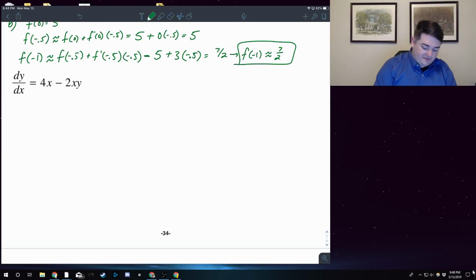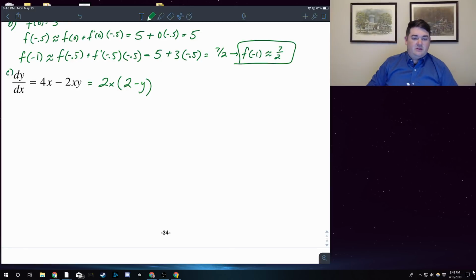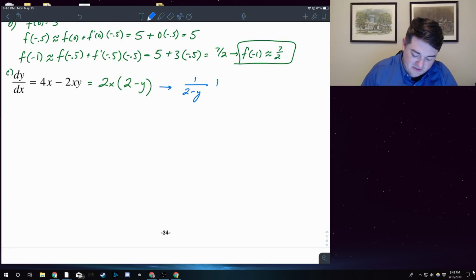So to solve this differential equation, I need to separate, of course. Let me think for a moment about how I'm going to do that. I think I'm going to factor out 2x, so this is equal to 2x times (2 minus y). The reason I have to do that is because I have to get all my y's on the left-hand side and all my x's on the right-hand side. This allows me to do that. So I can now say 1 over (2 minus y) dy equals 2x dx.